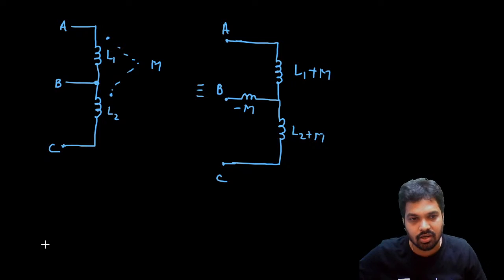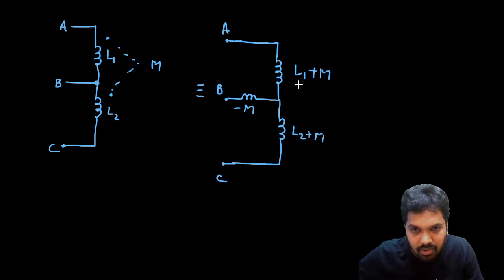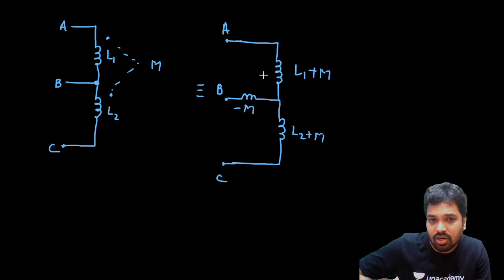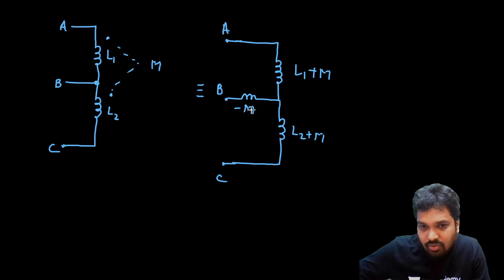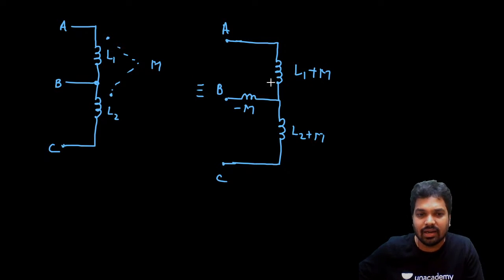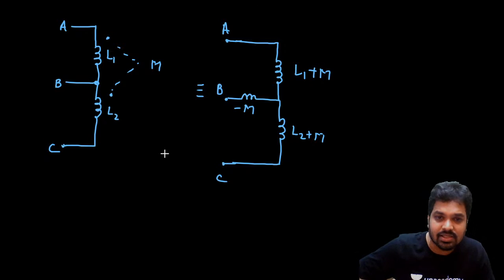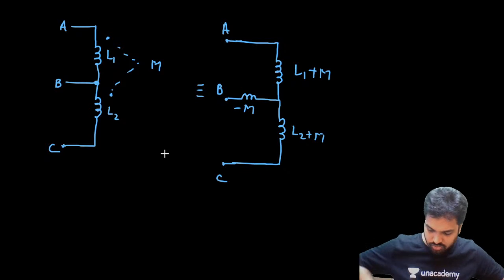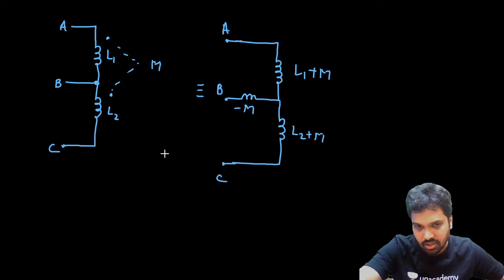So let's continue, guys. See here, L1 plus M minus M, L2 plus M. You see here, this is the equation. Suppose you connect the source between AB, then what is the answer? L1, sir. BC, what is the answer? L2. If you connect between AC, L1 plus L2 plus 2M. So you can redraw like this. It will make analysis easy in some kinds of problems. I will use it later. Okay, so let's move. Is it clear, Shubham?